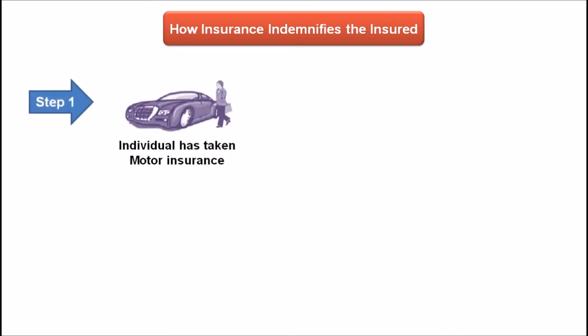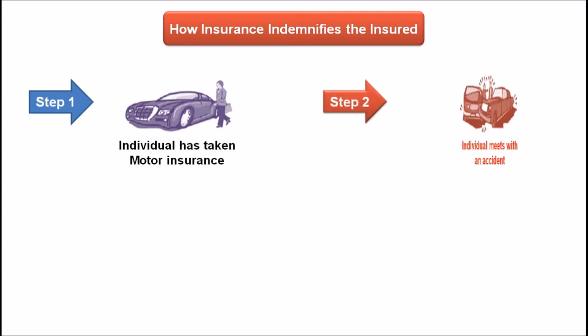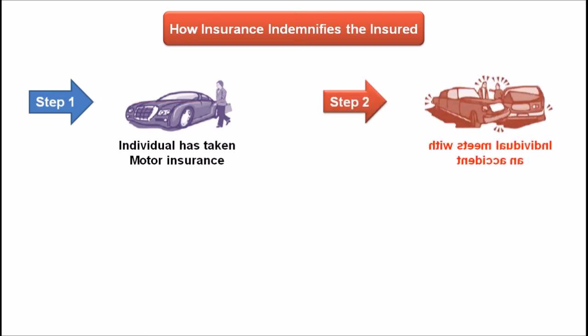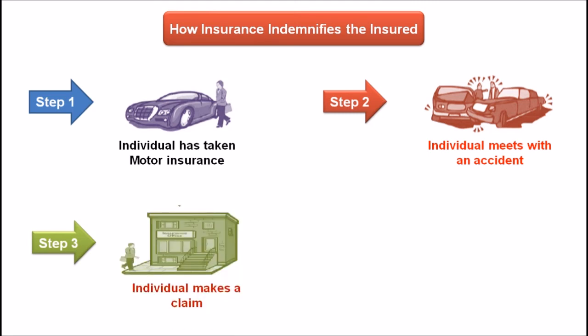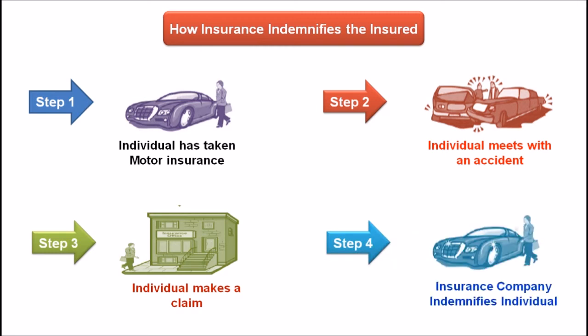How does insurance indemnify the insured, right friends? There are 4 steps. Step 1, an individual has taken motor insurance. Step 2, imagine something happened to the car and the individual meets with an accident. Step 3, the individual makes a claim to the insurance company. Step 4, the insurance company will give a new car or repair your car. This is how insurance indemnifies the insured. The insured may be your car or yourself.